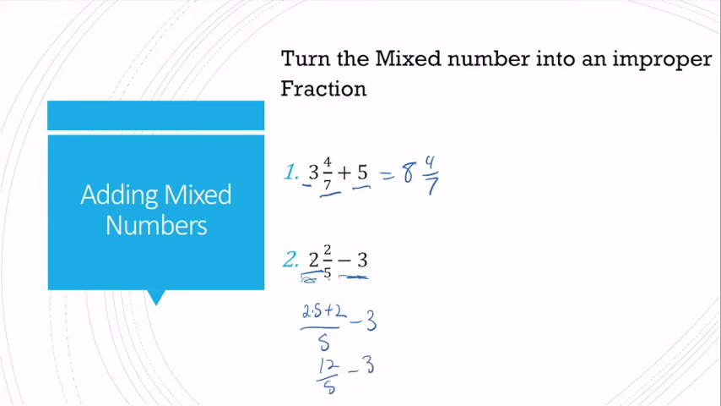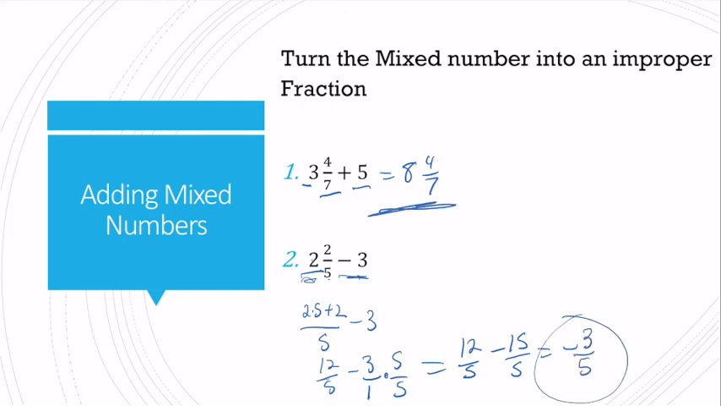Now here's the thing. 3 isn't written with 5 in its denominator, right? 3 over 1. That's how we write our fractions. So I'd want to multiply this by 5 over 5. This is going to give me 12/5 minus 15 fifths, which is a negative 3 fifths. So with addition, it's not so bad, but when it comes to subtraction, you really have to switch it to an improper fraction.